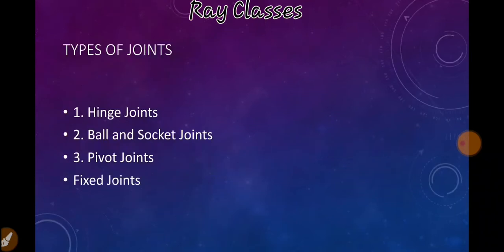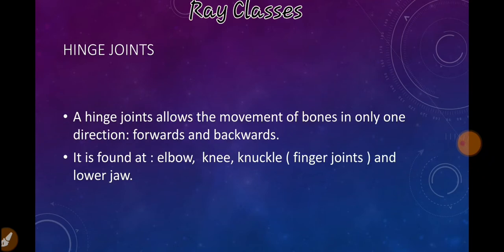So ahead, types of joints: hinge joints, ball and socket joints, pivot joint and fixed joint. These are the joints found in our skeleton system. Hinge joints: a hinge joint allows the movement of bones in only one direction, forward and backward. It is found at the elbow, knee, knuckle, meaning finger joints, and lower jaw.